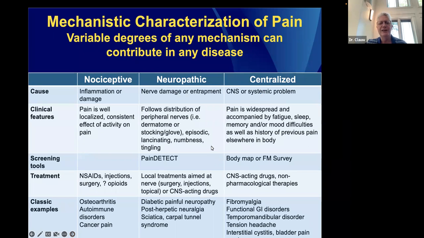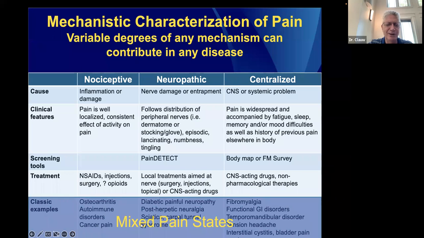And again, this is not just of academic interest. When you see that someone's pain is this kind of pain rather than this kind of pain, you're going to have to shift over to using more CNS acting drugs, duloxetine, gabapentinoids, and then you're going to have to more aggressively use integrative therapies or non-pharmacologic therapies.